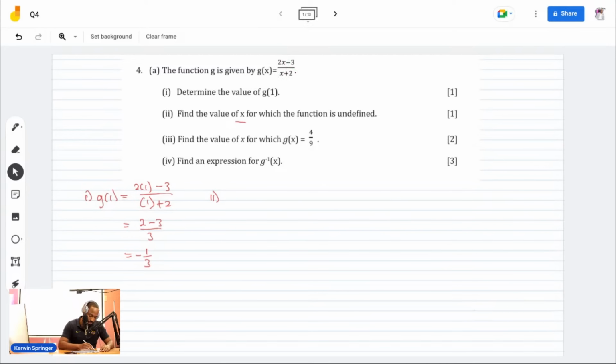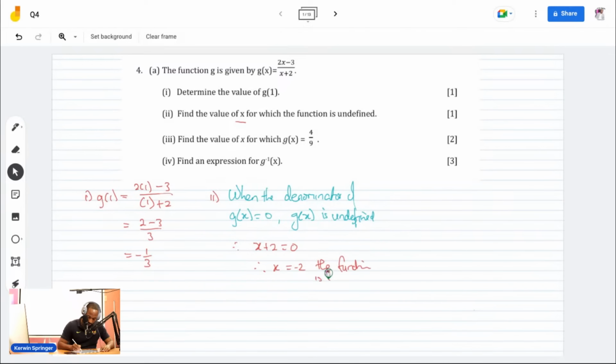So when the denominator of g of x is equal to 0, g of x is undefined, right? So basically, when x plus 2 is equal to 0, or when x is equal to negative 2, the function is undefined. Undefined meaning if you divide by 0, you can't get the answer.